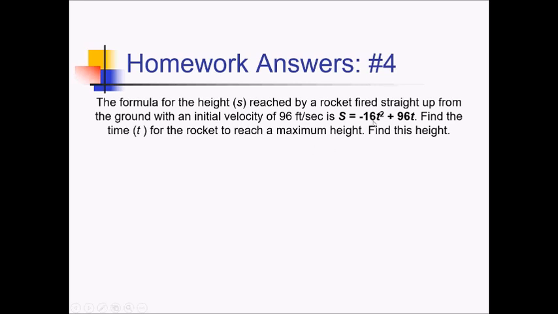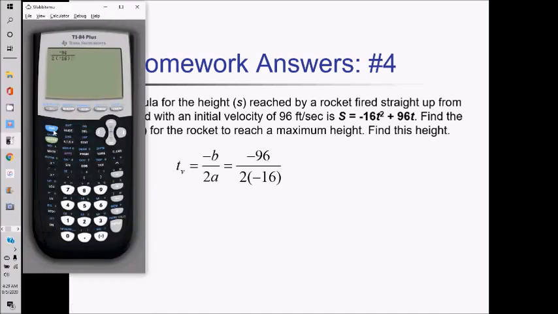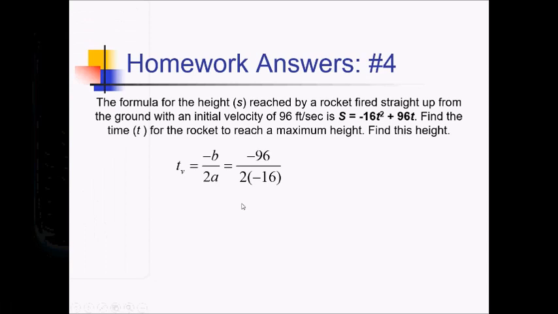So I'll say that the t value of the vertex, the input value of the vertex, is negative b over 2a. So that's going to be negative 96 over 2 times the a value, negative 16. And I'll just plug that in the calculator. So doing alpha y equals and using my fancy fraction, that comes out to 3. Now what are the units on this? Well, this is a time that I just found, the best time. So this is going to be in units of seconds on this problem, so 3 seconds.